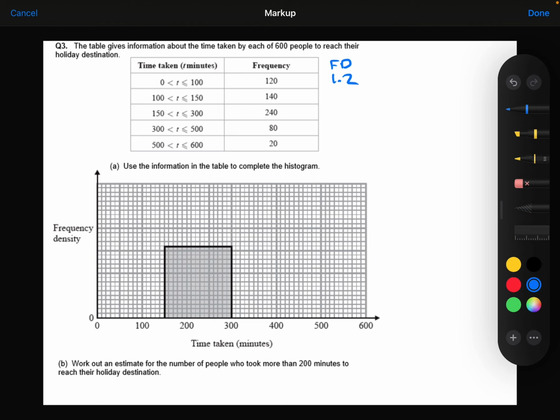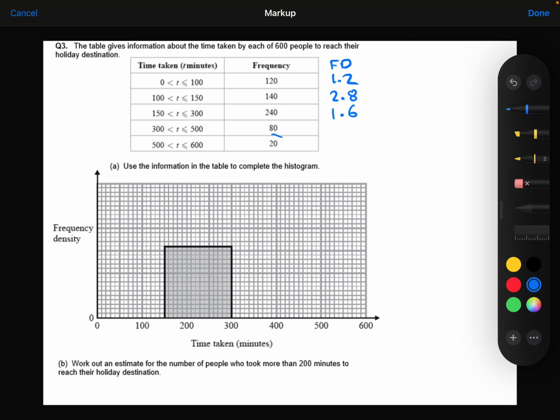In the next interval, we've got 140 divided by 50. This time, the width of this next bar is 50, between 100 and 150. 140 divided by 50 is 2.8. Next, we have 240 divided by 150, because the difference between 150 and 300 is 150. And we get 1.6.